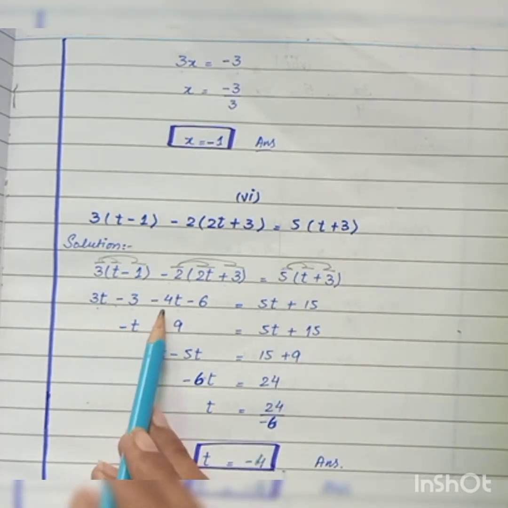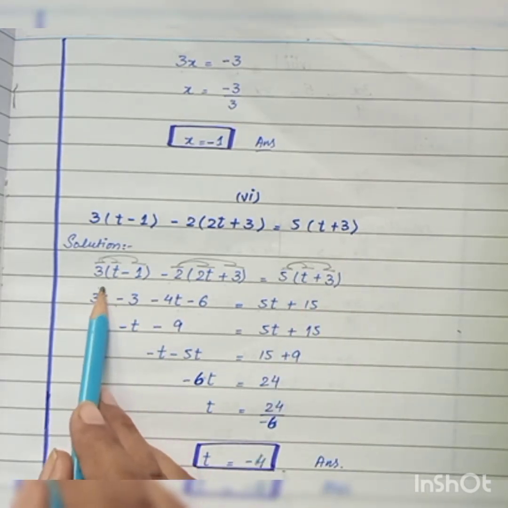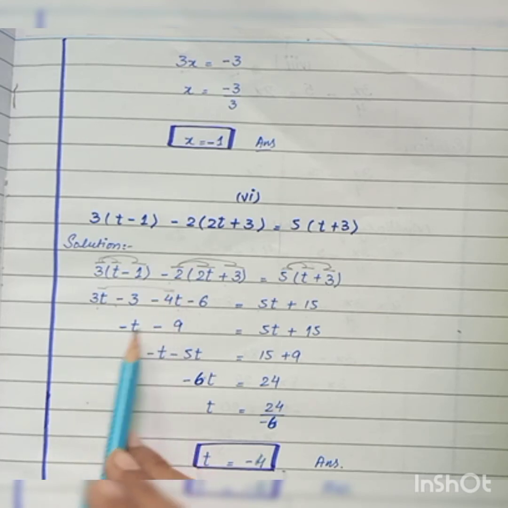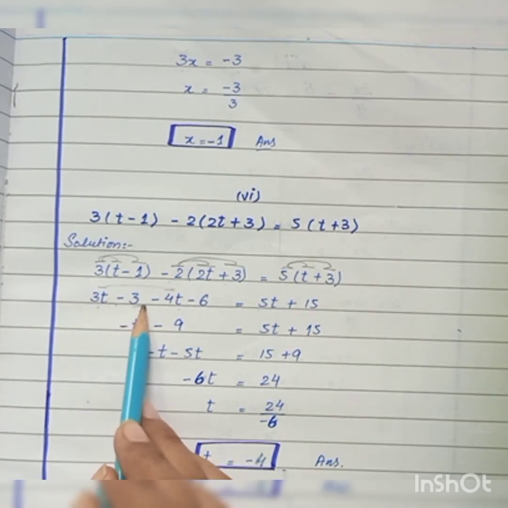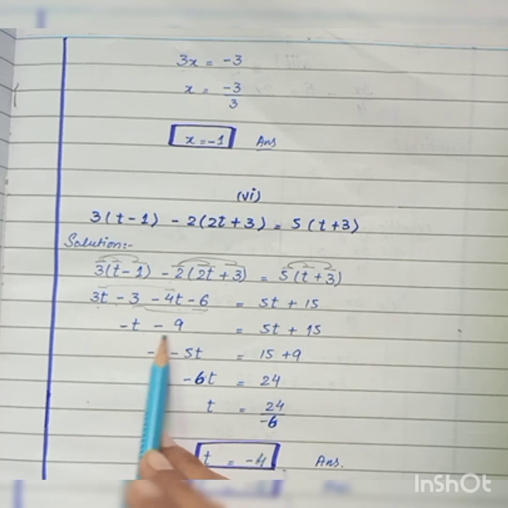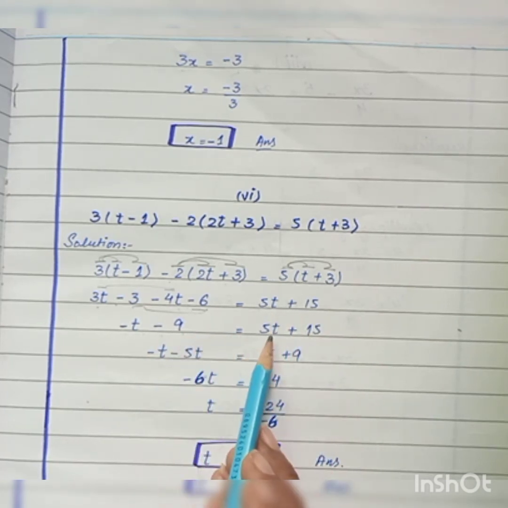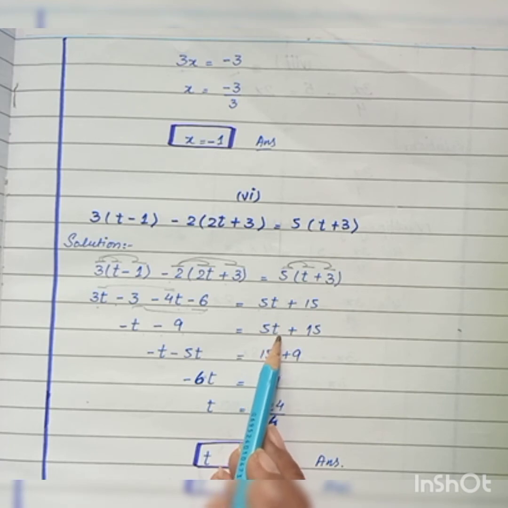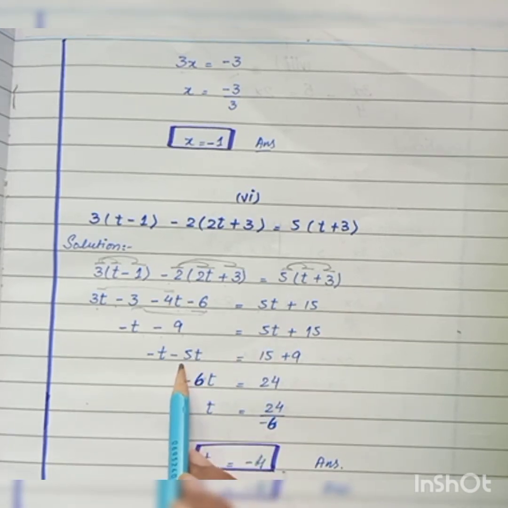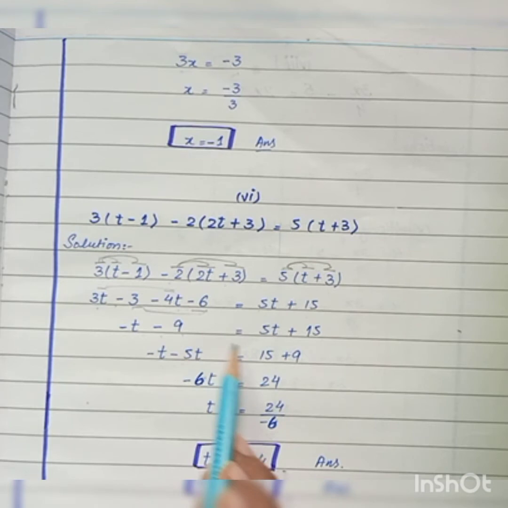Now 3t minus 4t, both of the values 3t and 4t give the answer minus t, and minus 3 and minus 6 gives the answer minus 9. 5t plus 15 as it is. Now we will arrange the values. The values with the variable t are at one side and without t at another side.